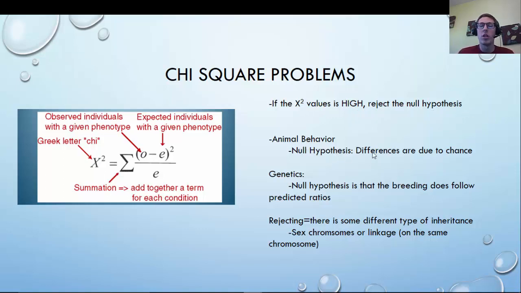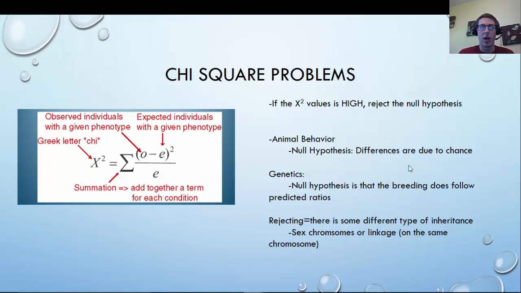For animal behavior, remember, the null hypothesis is that differences are due to chance. Just 5 went one way, 5 went the other way. They don't prefer one side or the other. With genetics, the null hypothesis is that the breeding does follow predicted ratios. So it's close to the 9 to 3 to 3 to 1 ratio, or close to 75, 25 in a traditional heterozygous cross.